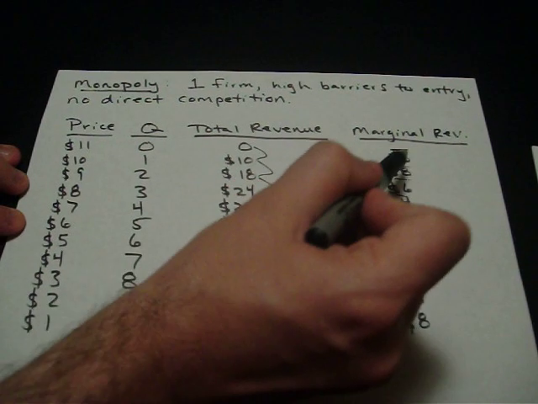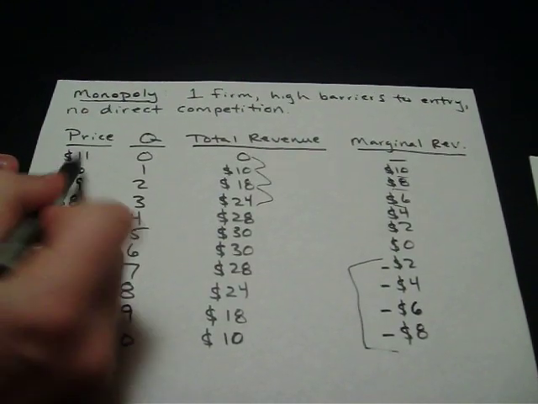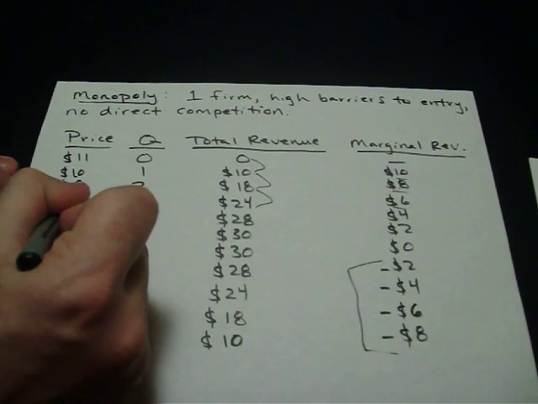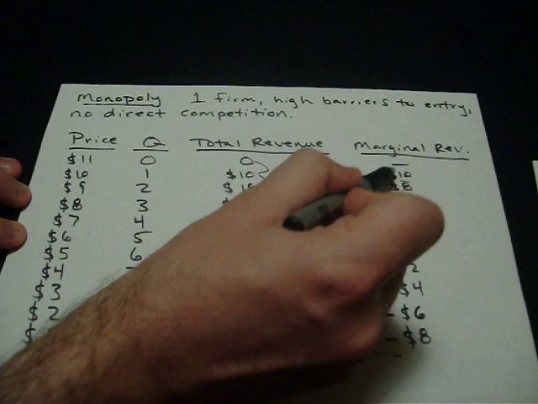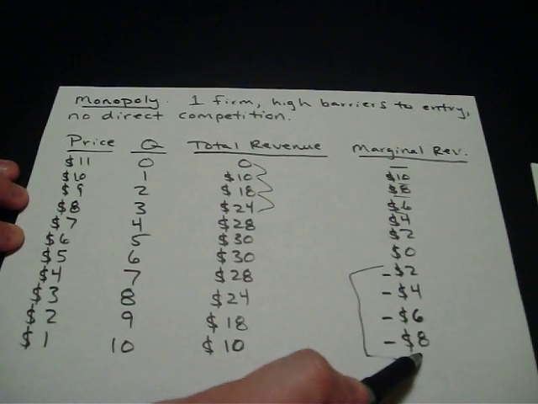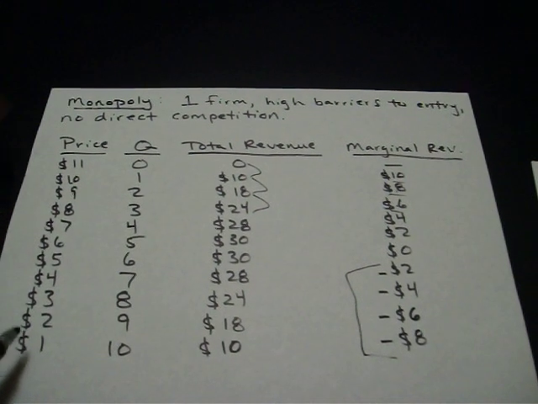Also, compare marginal revenue with price. Here it's 10, here it's 10. Here it's 8, here it's 9. Here it's 6, then it's 8 over here. So you can see these marginal revenue numbers are trailing behind the price. That's going to become important here in a second.